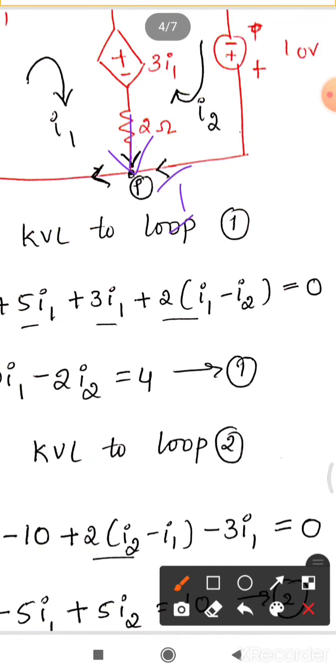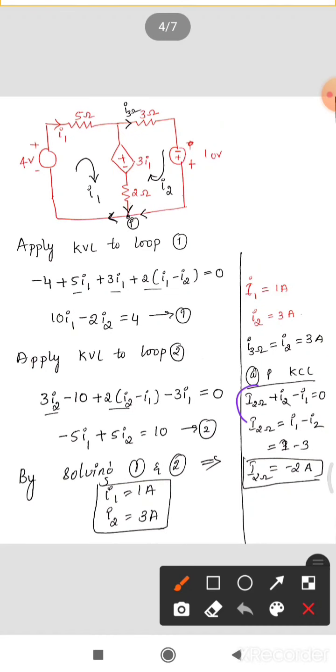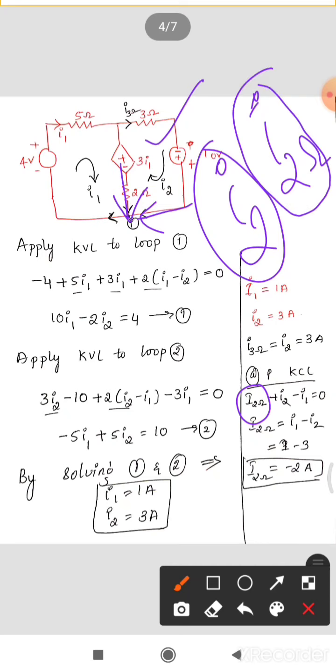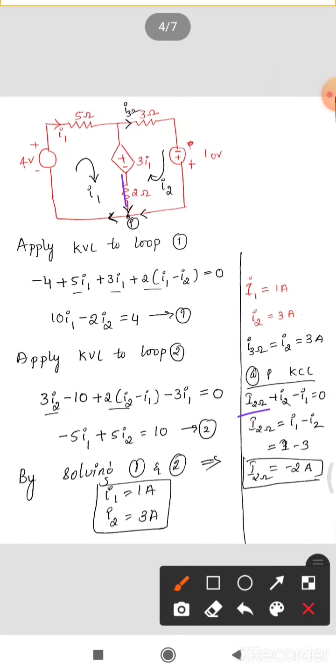Then to calculate the current flowing through this 2 ohm, what we have to do is, I2 ohm I need, right? So apply KCL at this point. When you are applying KCL at that point, I2 ohm is entering, so plus I2 ohm is coming like this. There is a difference between I2 and I2 ohm. I2 is the loop current of the second loop, and I2 ohm is the current flowing through the 2 ohm resistance. So I2 ohm is entering, and I2 is also entering, so plus I2, I1 is leaving, so minus I1 equal to 0.